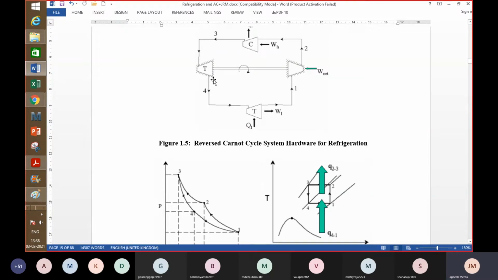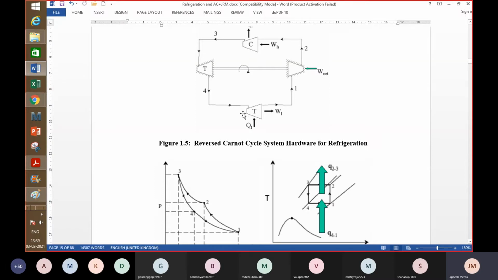Now process 3-4. Process 3-4 is again adiabatic. You can see that they have drawn this hatching here, kind of perfect insulation. So it is adiabatic, right? In process 3-4, it is adiabatic reversible and it is an expansion process. As you can see on the PV diagram, pressure decreasing, specific volume increasing, and 3-4 is isentropic, so a vertical line on the TS diagram, and temperature decreasing.